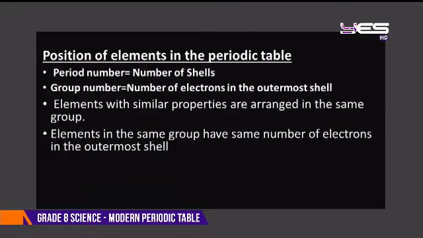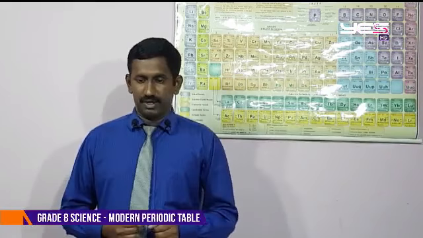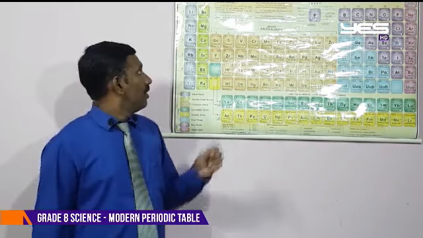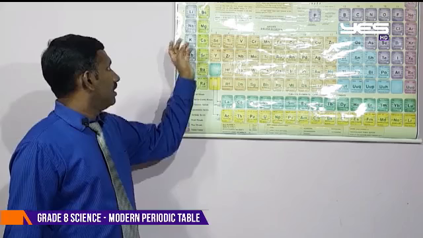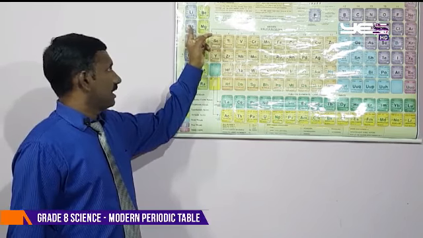And we can check the position of elements in the periodic table. What is the position of elements in the periodic table? The period number is equal to the number of shells. It's an important point. The period number is equal to the number of shells, and the group number is equal to the number of electrons in the outermost shell. Okay, we can take one example. Period 3 elements.